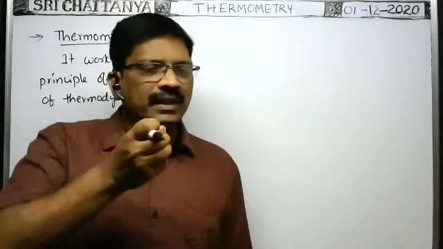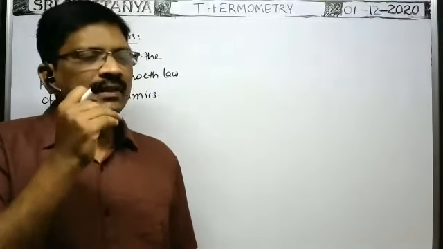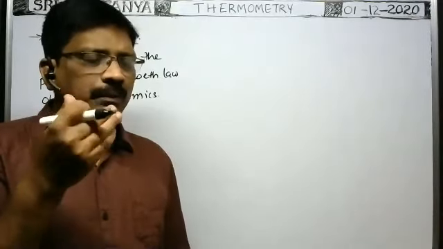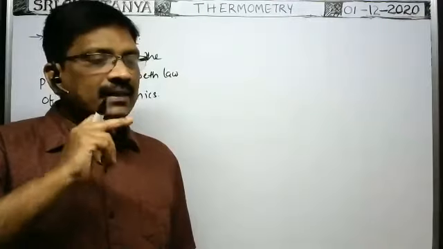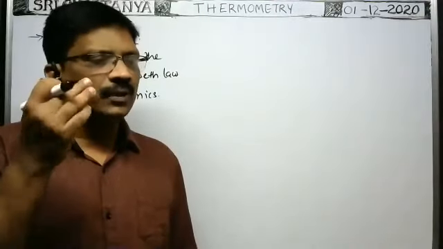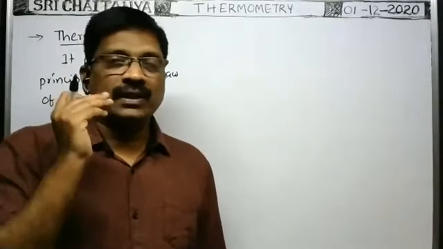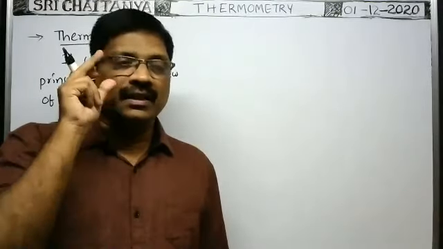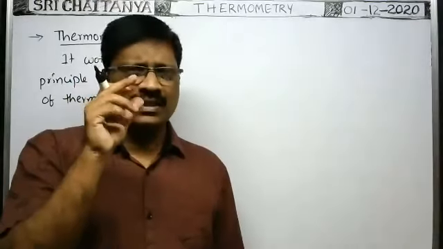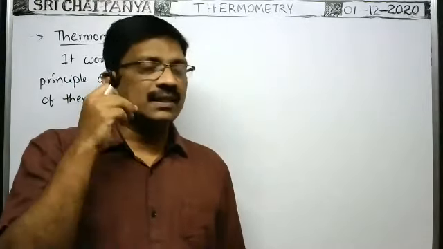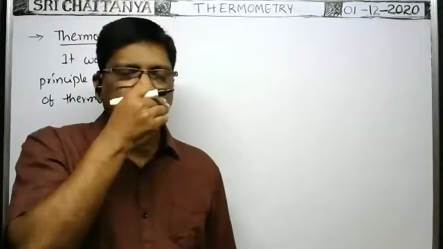Due to that, the mercury absorbs the heat energy, so the average kinetic energy of each and every mercury atom increases. Whenever the average kinetic energy increases, temperature increases. Whenever temperature increases, mercury will expand. The increase in volume of the mercury due to the rise of temperature makes the mercury column rise in the thermometer.